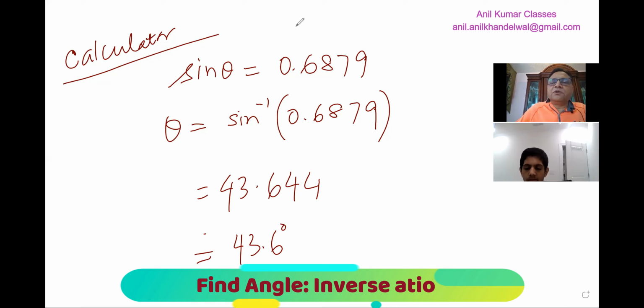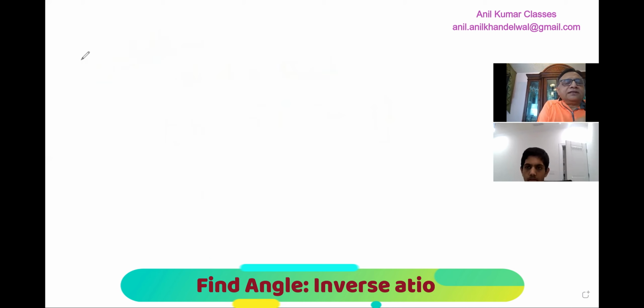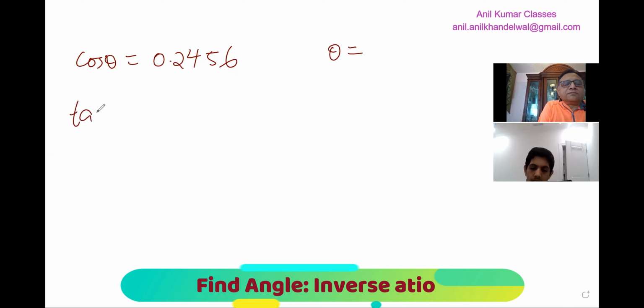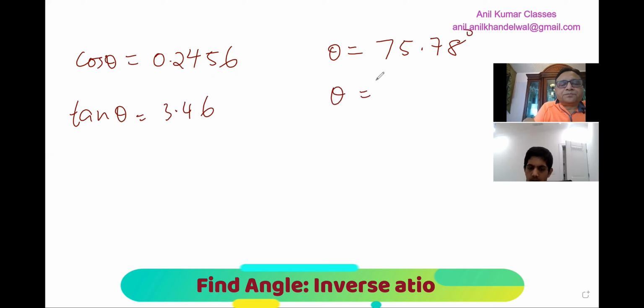So let's do some of these now quickly. I'll write down and you have to tell me the angle theta. So let's say cos theta equals 0.2456. Find what theta is equal to. I got 75.78. Okay. Tan theta equals 3.46. What is theta equal to? 73.87.